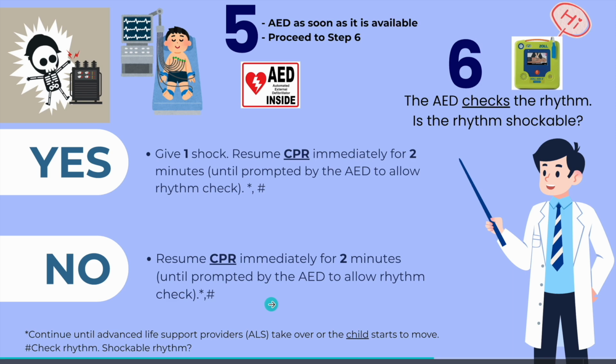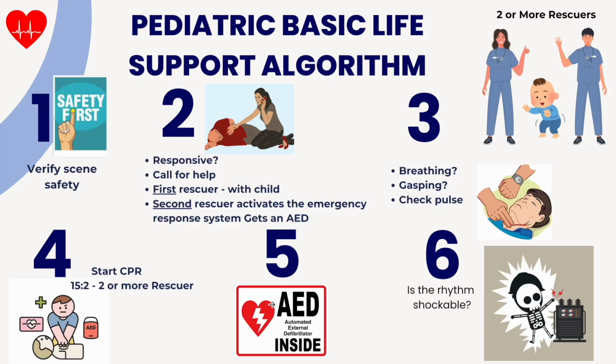When we have 2 rescuers, you can see that almost all steps, especially the first, second, and third, are always the same. Of course, when we have an additional rescuer, it is easier for us to take care of the child or the infant, and the second rescuer will go and activate the emergency response, find and bring and attach the AED and pads, and then will come and help us during our CPR. The first step is always to check safety. The second is to check responsiveness. Again, the first rescuer stays with the child, and the second activates the emergency response system and gets the AED.